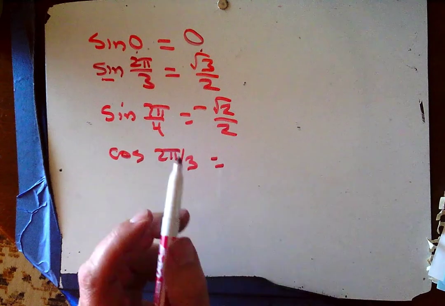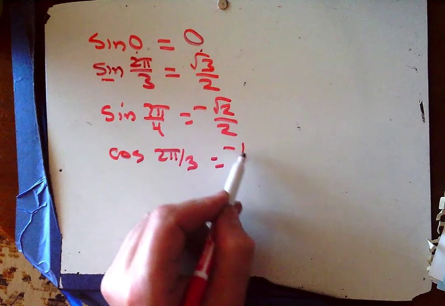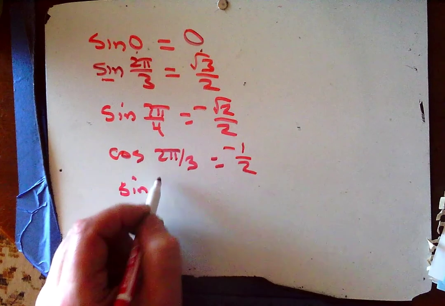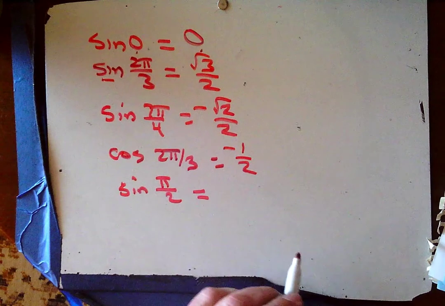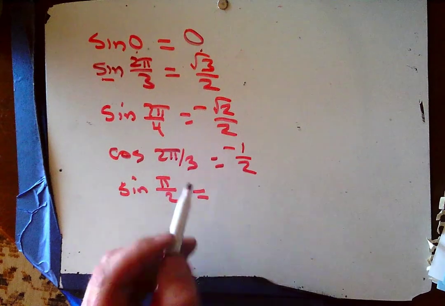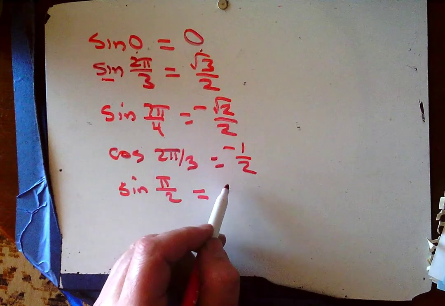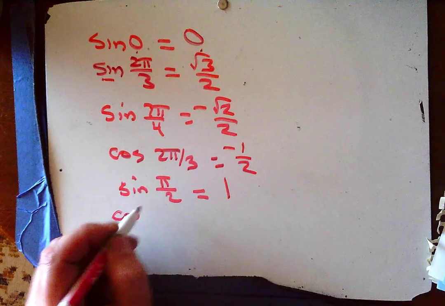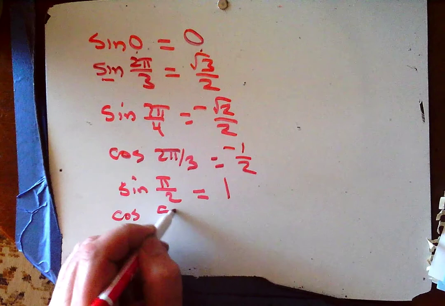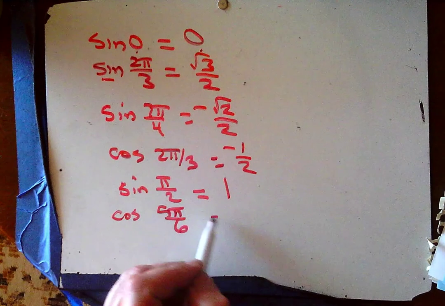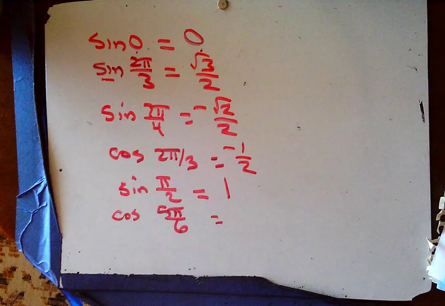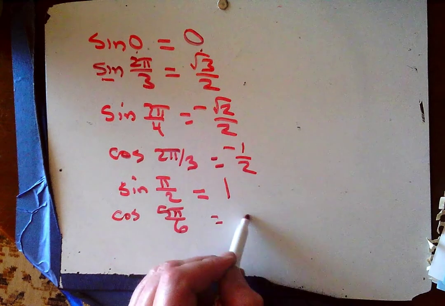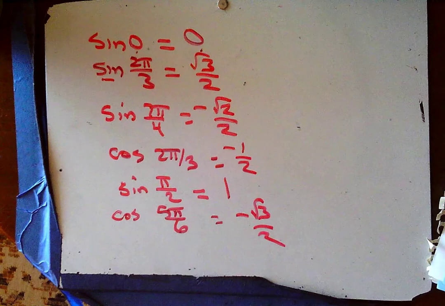5, 4, 3, 2, 1. Okay, what about the sine of pi over 2? Sine of pi over 2. 5, 4, 3, 2, 1. Okay, how about the cosine of 5 pi over 6? 5, 4, 3, hurry, 2, yes, you need to know your unit circle this well, root 3 over 2.